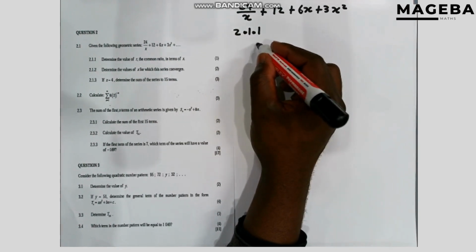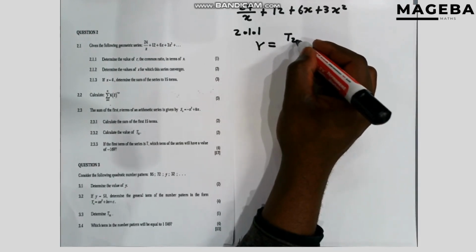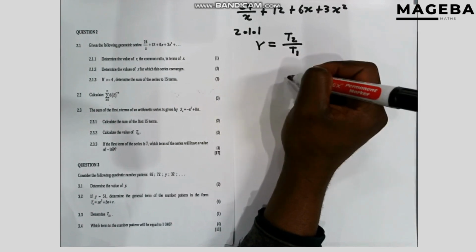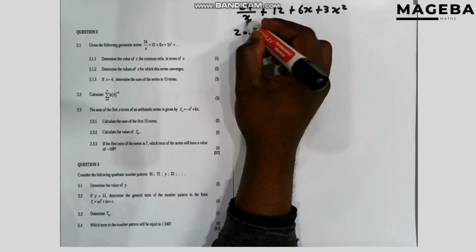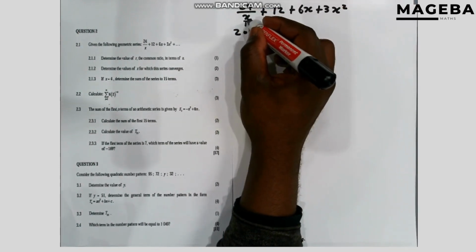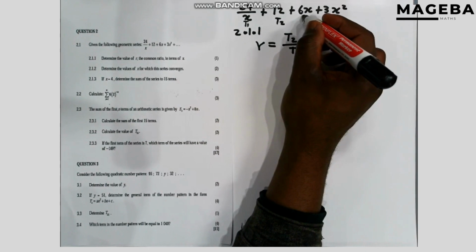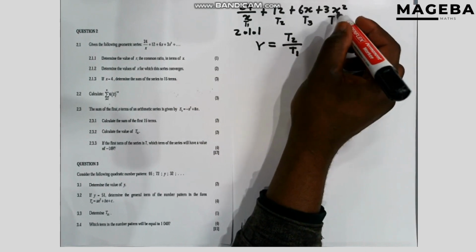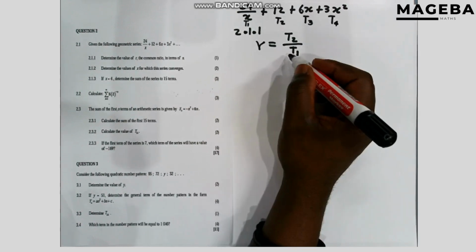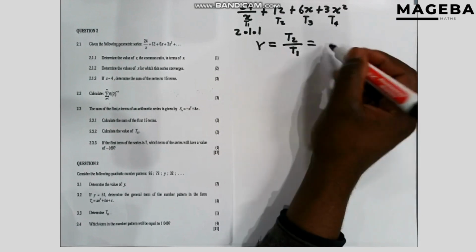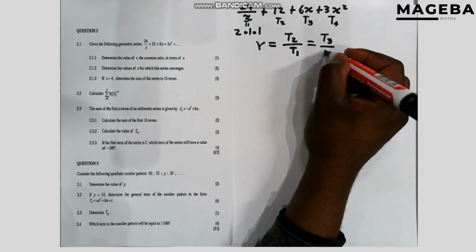So they want the common ratio, which is r. How do we calculate r? We say t2 over t1. What is our term here? Our term 1 is 24 over x. Then we have 12 here, which is our term 2, and then we have 6x here, which is term 3, and then we have 3x squared, which is term 4. Then to confirm our ratio is the same, we're going to say it also equals term 3 over term 2.